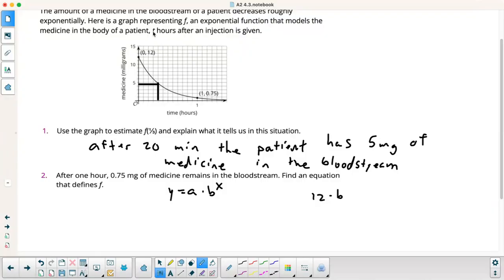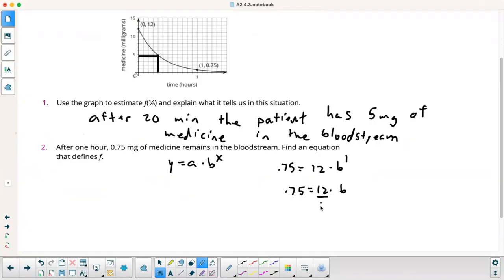know what? This thing said to use T. I guess I should use T instead of X. So T is 1, and we know that Y is 0.75. So B to the 1 is just B. So what I could do now is I could find my B very easily by dividing each side by 12. And that will give me enough to find my value. So 0.75 divided by 12 is 0.0625. So there's my B.